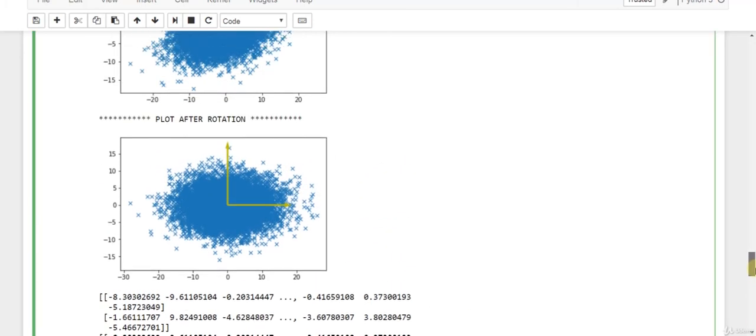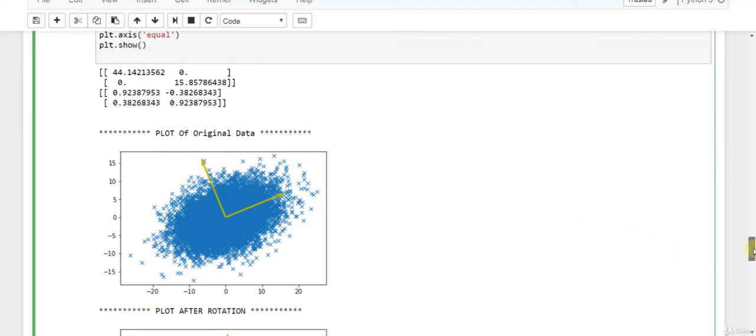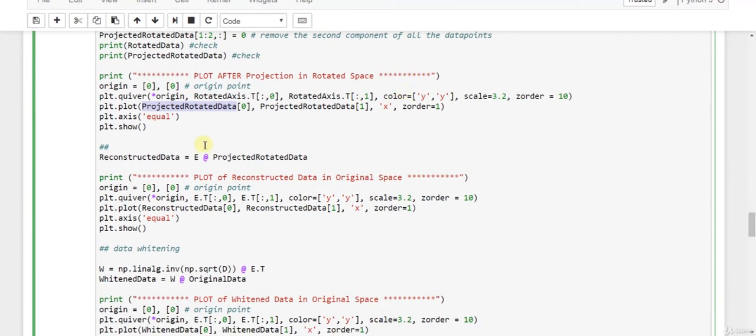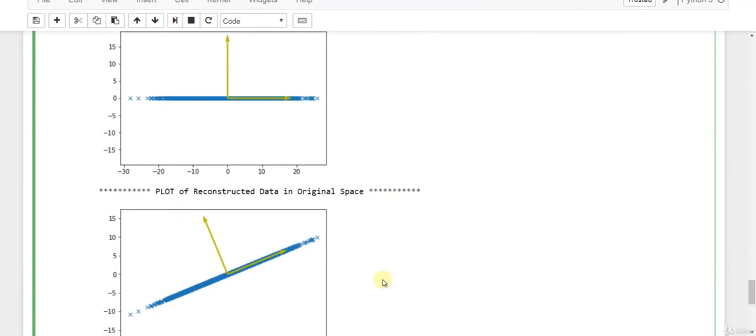After that, I want to show the projected data points in the original space. In this space right here, I want to show the projection of those data points onto this first eigenvector. So to do this, I rotate back using the E matrix like that. Here, I multiply E by this projected rotated data to get the reconstructed data in the original space, and then I plot the reconstructed data in the original space, and I see the following. Here is the result. Here is the data projected onto the first principal axis as desired. So by this, we have performed all the steps for PCA dimensionality reduction.